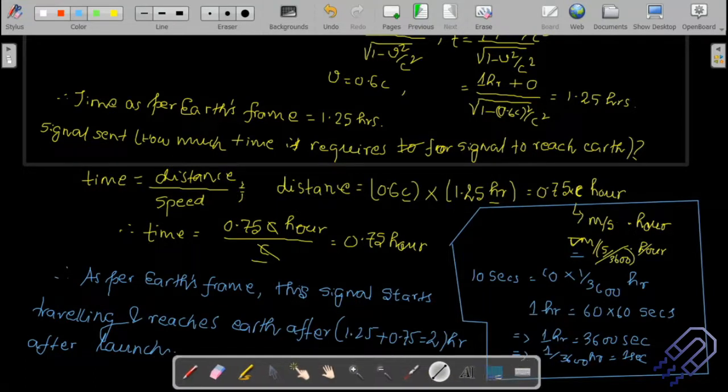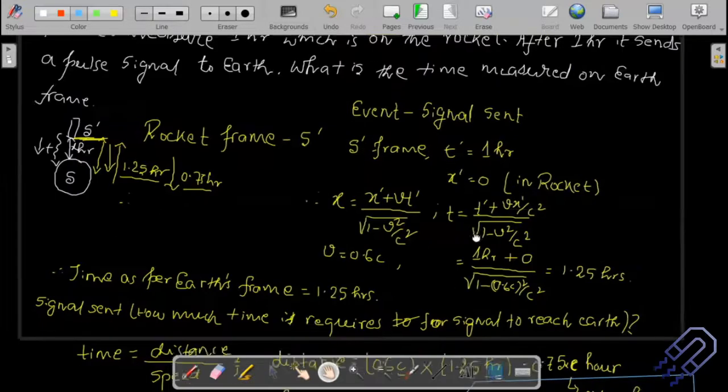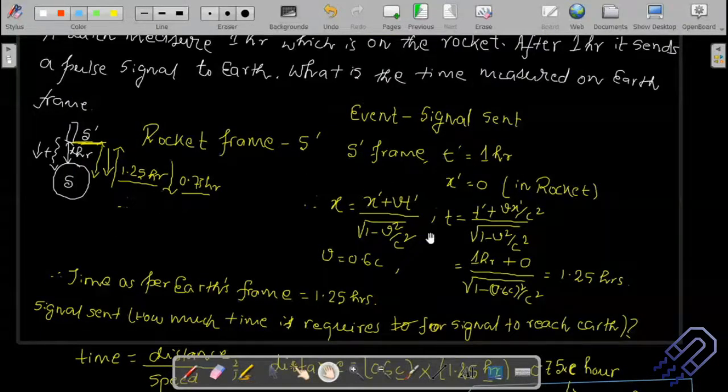Okay, imagine a hypothetical situation. The speed of this rocket is not 0.6 c. It may be much less, let's say 100 meter per second, something like that. If you put that value, you will see that this factor becomes very irrelevant. It is very close to 1, and then your answer will change. It won't be 1.25 hours, it will be very close to 1 hour. This is happening mathematically, but the understanding is very clear.